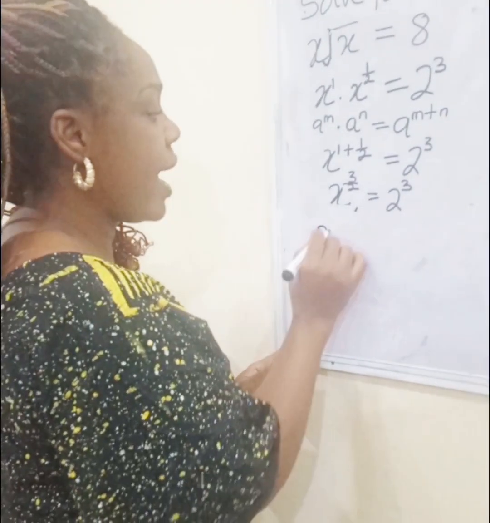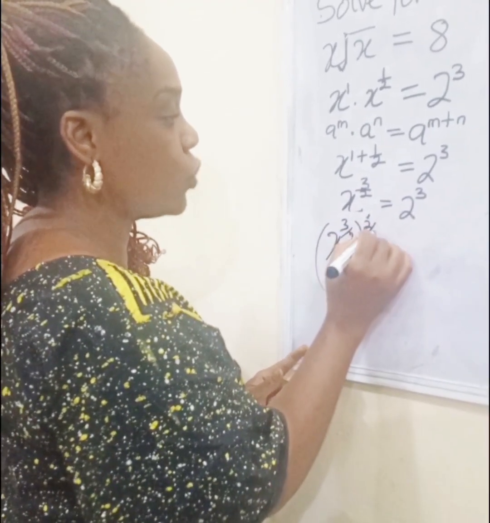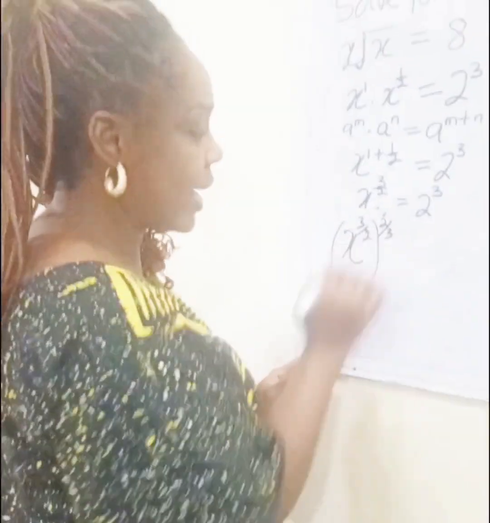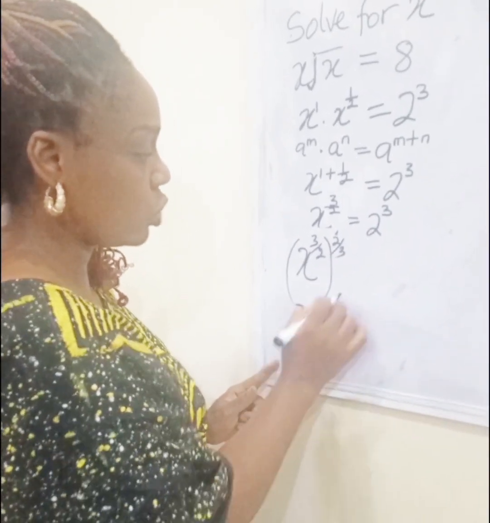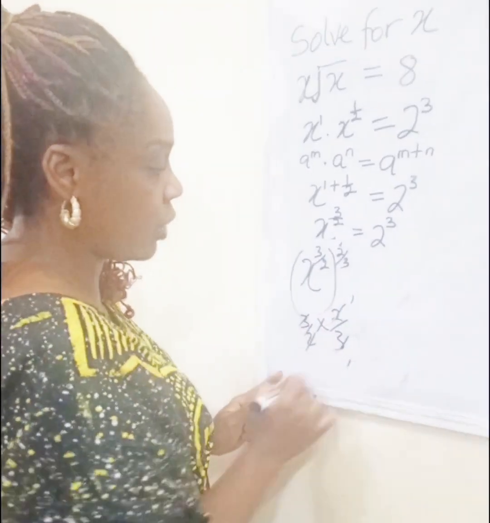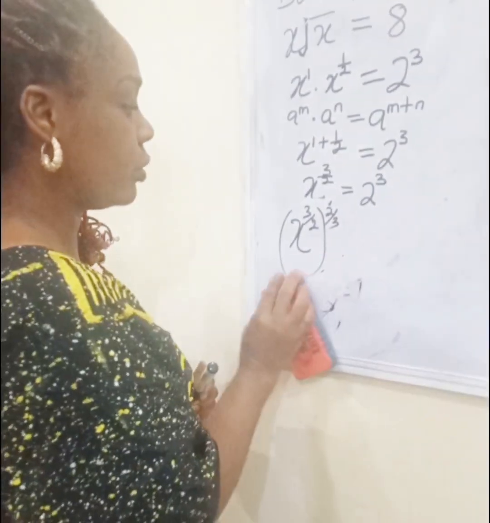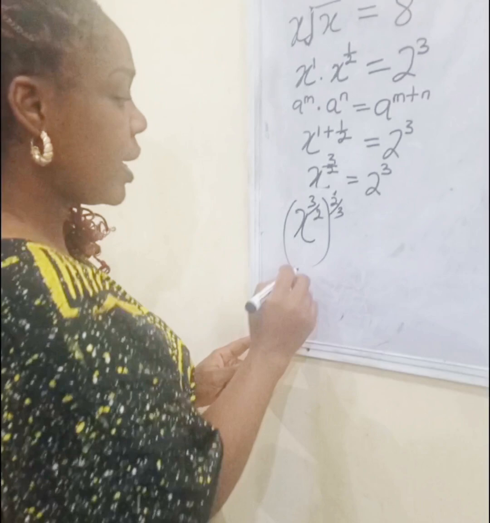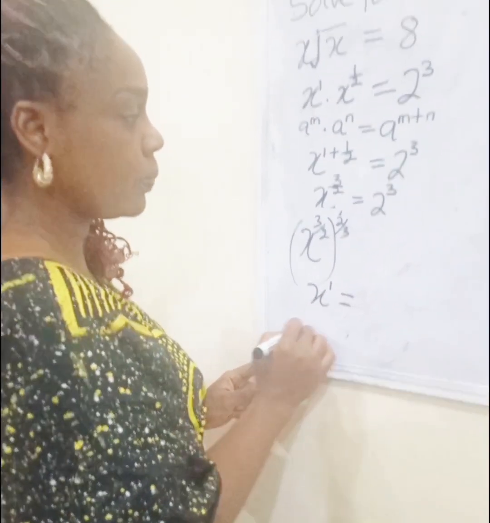That is x raised to the power of 3 over 2, all raised to the power of 2 over 3. So now this becomes, when you multiply the powers, 3 over 2 multiplied by 2 over 3. 2 is going to cancel 2, 1. 3 is going to cancel 3, 1. You have 1. Yes, you have 1. So this now becomes x raised to the power of 1 is equal to what?